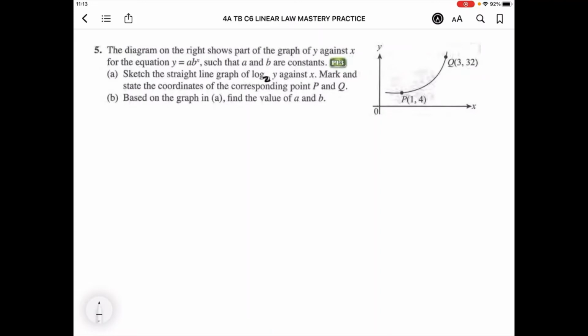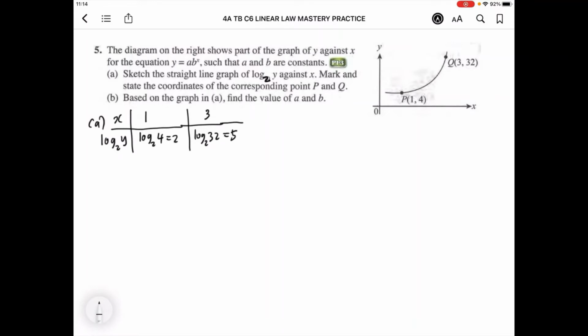So before you sketch, we know initially you're using x versus y, but now you're using x versus log base 2 y. So the original coordinate is 1 and 4. Now it's 1 and log base 2 of 4, which is 2, right? The second one, when your x is 3, your y is 32, so it's log base 2 of 32. 32 is 2 power 5. This is going to give us 5, right?